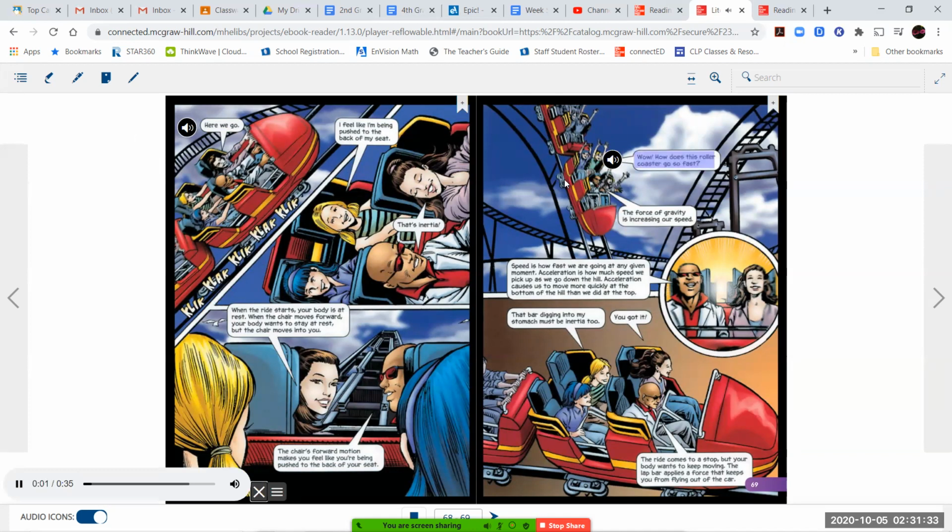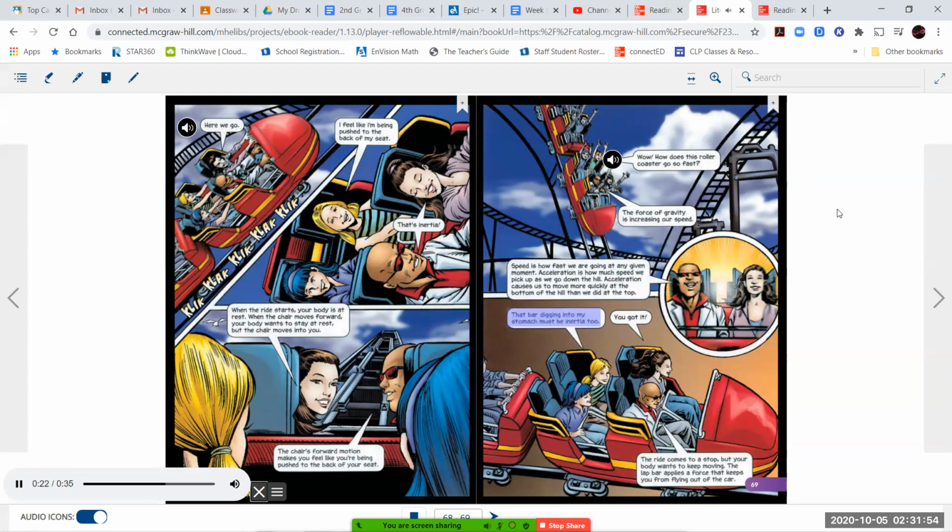Wow, how does this roller coaster go so fast? The force of gravity is increasing our speed. Speed is how fast we are going at any given moment. Acceleration is how much speed we pick up as we go down the hill. Acceleration causes us to move more quickly at the bottom of the hill than we did at the top.